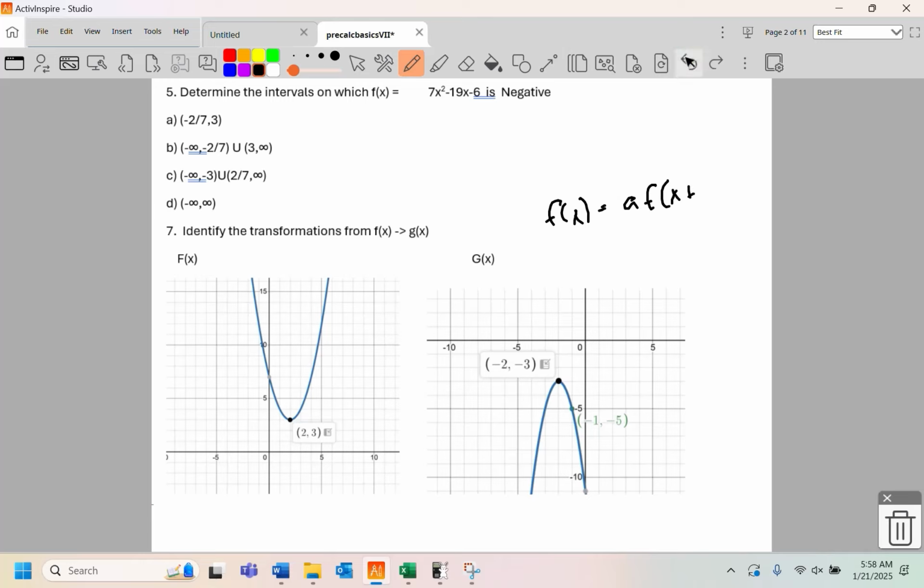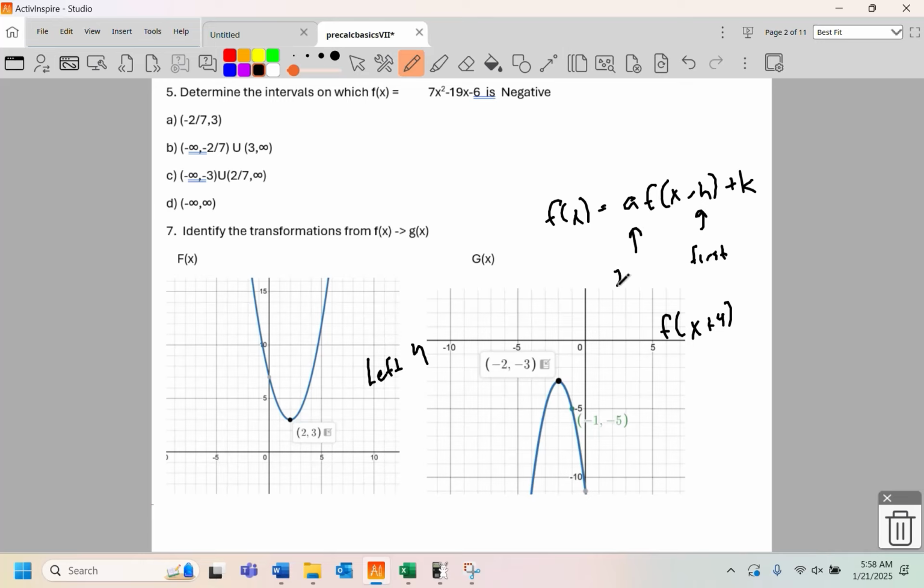Which I wrote down wrong. It's A f of x minus h plus k. And the first thing we're going to do is this guy first. So stuff has happened. We have actually gone, what, left 4? We went from 2 to -2. So what's happened is we've added 4 to the inside.